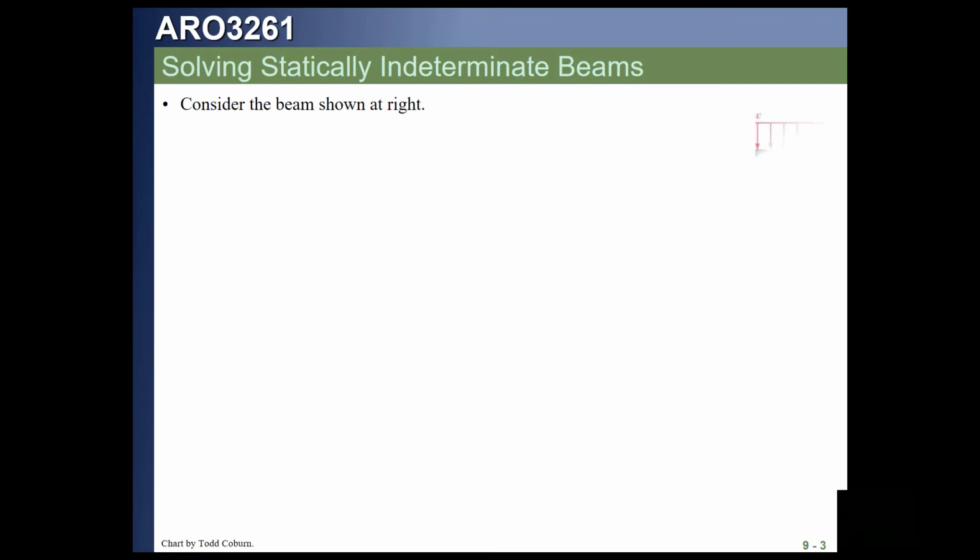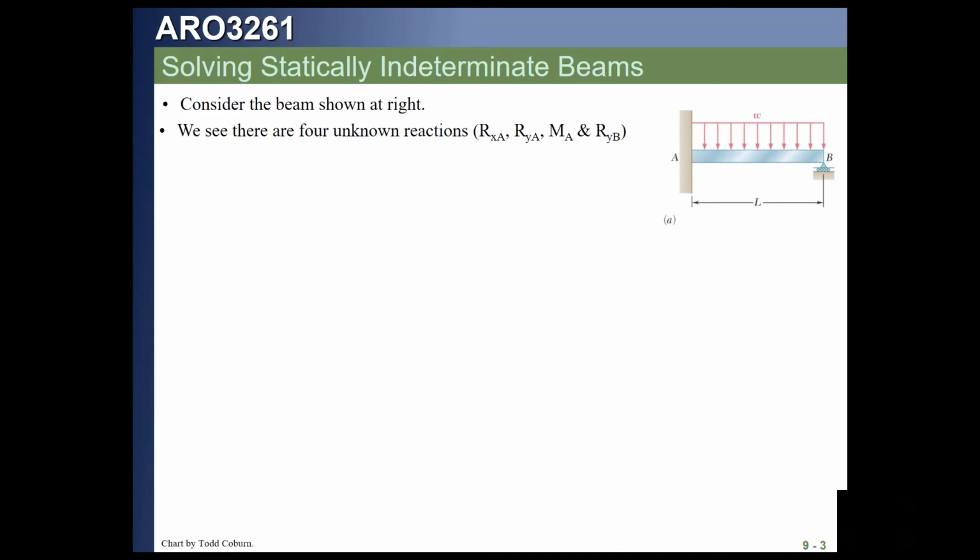Consider for a moment the beam at right. So here we have a typical beam with a loading. We can see there are 4 unknown reactions. We have a vertical reaction at A, a force reaction. We have a vertical, a horizontal.